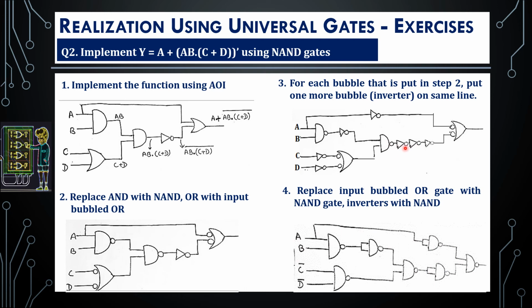Here we are having three inverters. These two inverters can be cancelled, and one inverter is left out. That left out inverter is converted with this NAND gate. So now the final expression consists of only NAND gates.